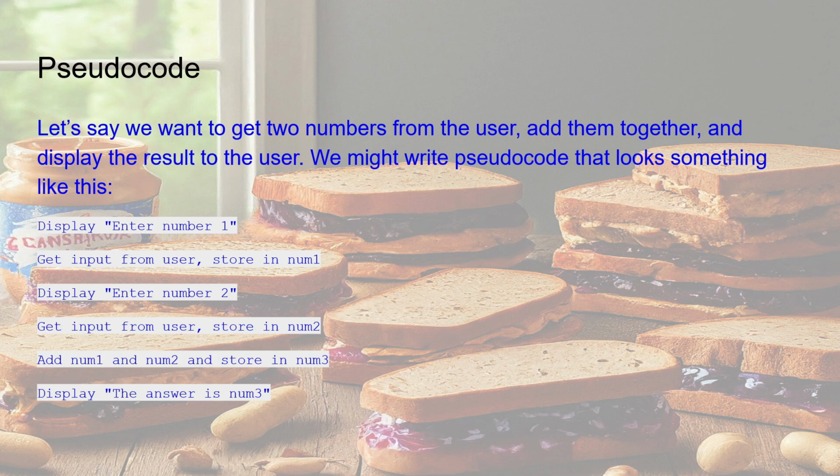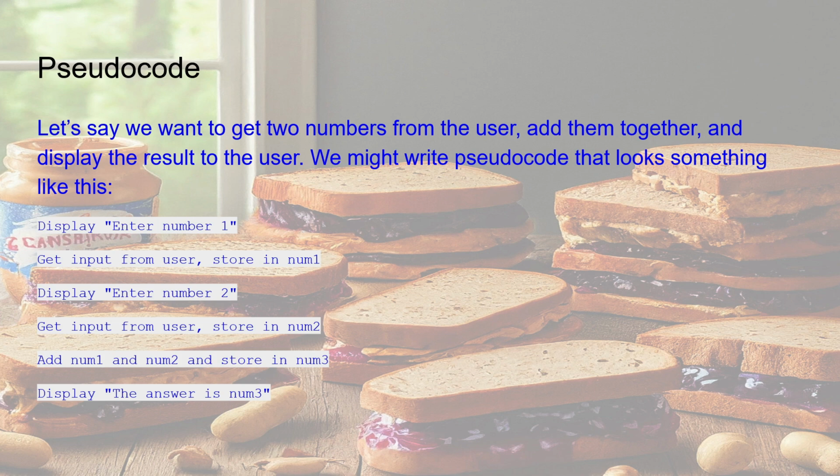You might write the pseudocode for this task like this. Display, enter number 1. Get input from user, store in number 1, or num1. Display, enter number 2. Get input from user, store in num2. Add num1 and num2, and store in num3. Display, the answer is num3. It's more formal than just simply the plain English description.